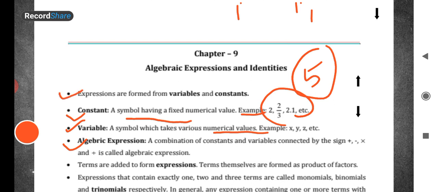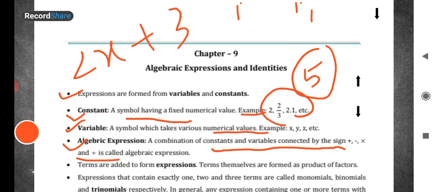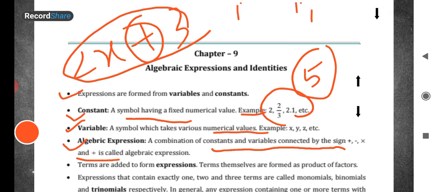Now algebraic expression, what is called an algebraic expression? In the starting we said an algebraic expression is formed from variables and constants, but how is it formed? A combination of constants and variables connected by the signs plus, minus, multiplication and divide is called an algebraic expression. Suppose 2x plus 3: these are a combination of variable and constant, combined using plus. It can be minus, divide, multiply, whatever it is, but this type of expression is called an algebraic expression.